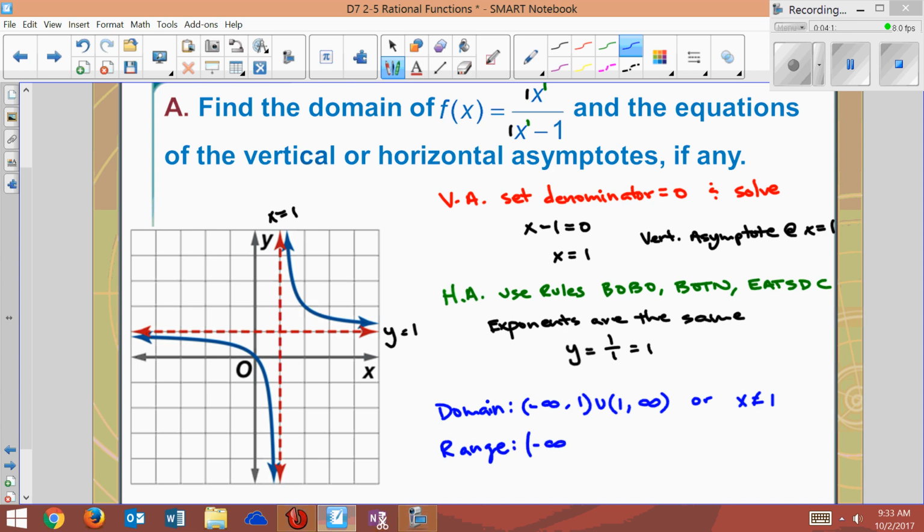The only thing I would change is that if you were going to write it in set builder notation, you would say that y cannot be equal to 1. All right, so let's do another one, and we'll go a little bit quicker this time.